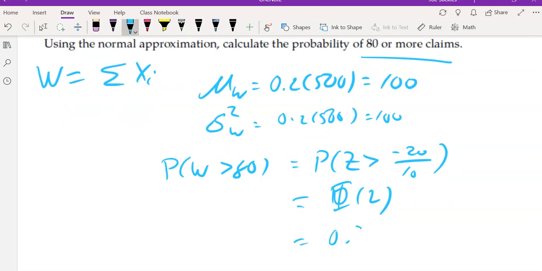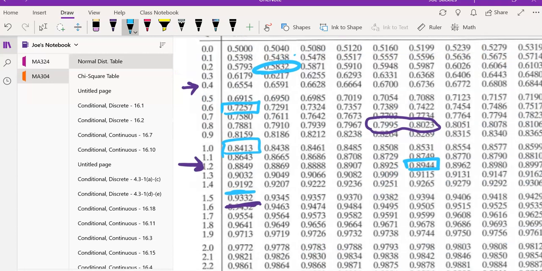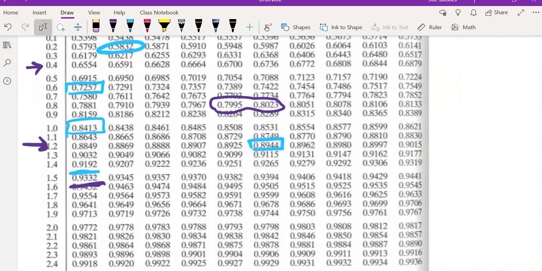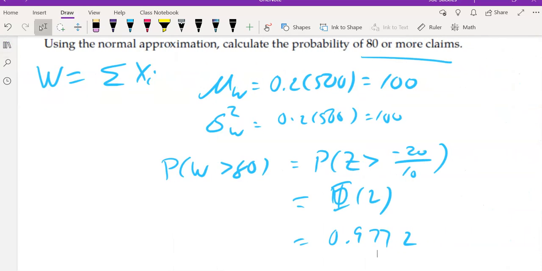Is this one 0.9772? I think, if I remember correctly. Dr. Joe, 0.9772. I was double checking to make sure I remembered correctly. I'll go back. 0.9772.